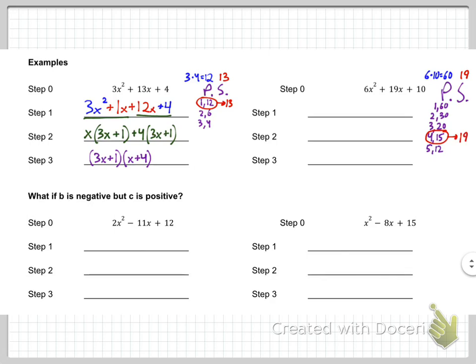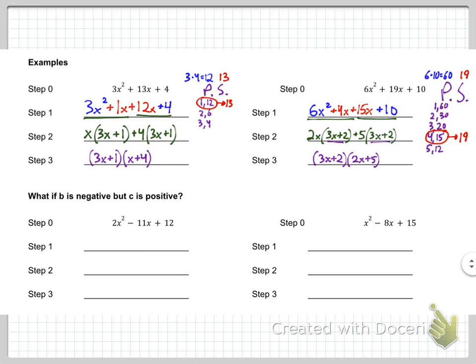6 times 10, but I don't need to write that down because 4 and 15 multiply to get me 60 and add to get me 19. So that's how I'm going to split up my 19x. There we go. We split up 19x into 4x and 15x. Now, let's GCF the first two. Found a 2x. And find the greatest common factor of the last two. We got a 5. Writing down the binomials, 3x plus 2 shows up twice. And so the thing that's left over is 2x plus 5.